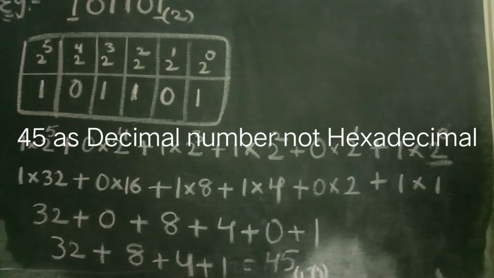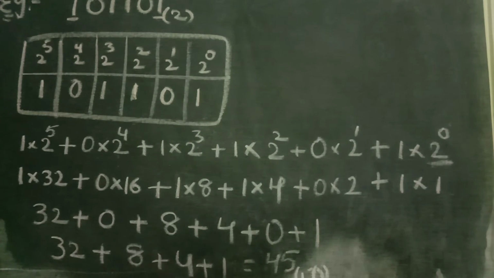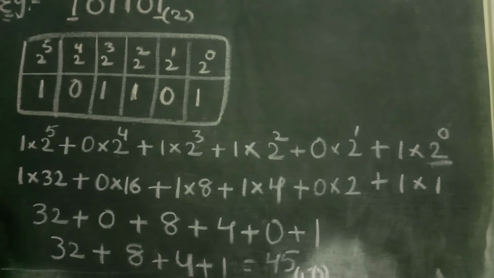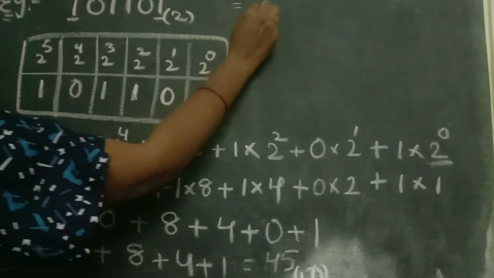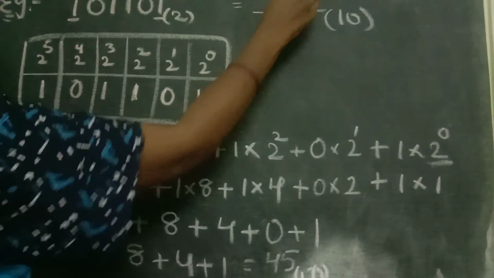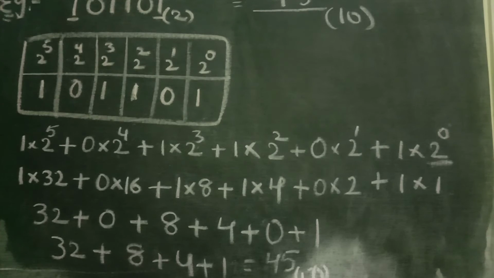This is the decimal number. So, for the binary 101101, we get the decimal number as 45.